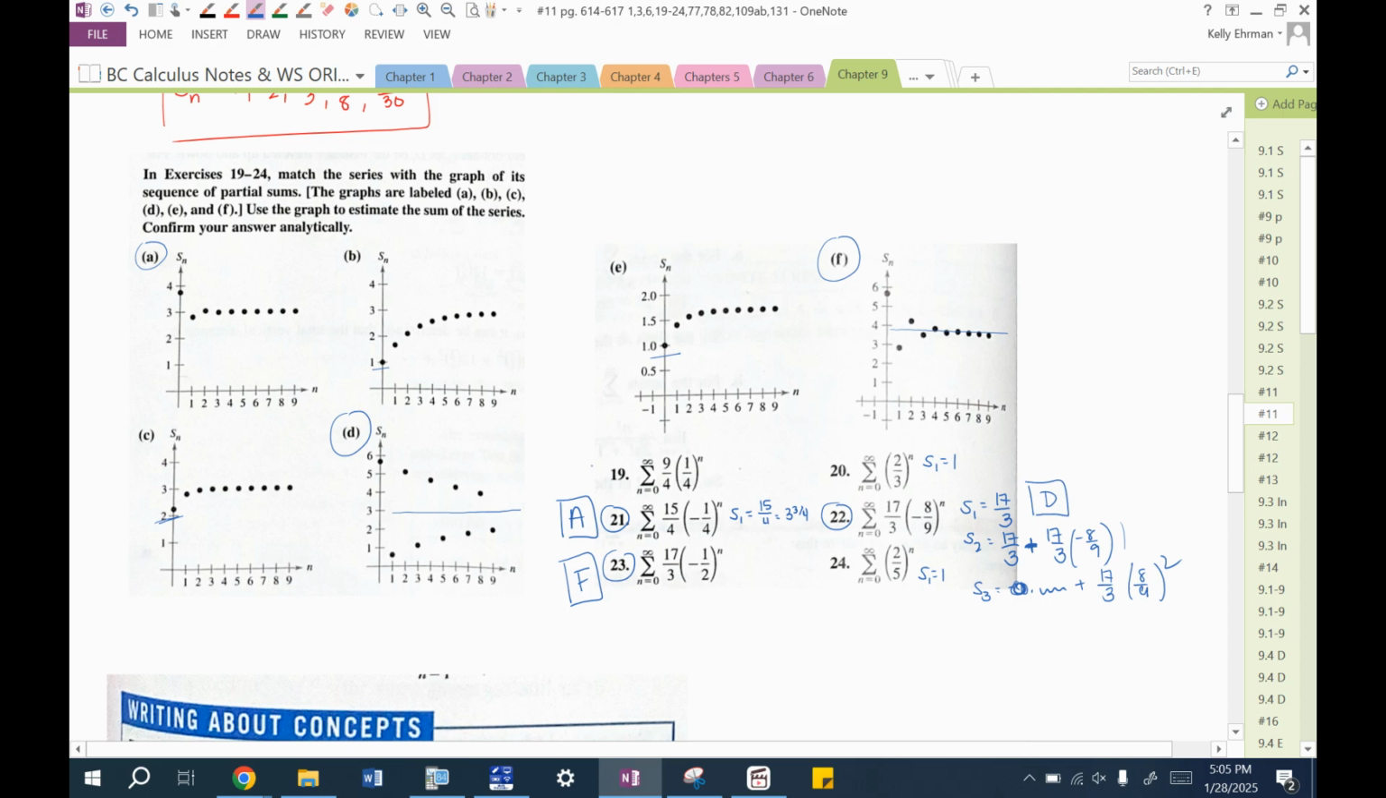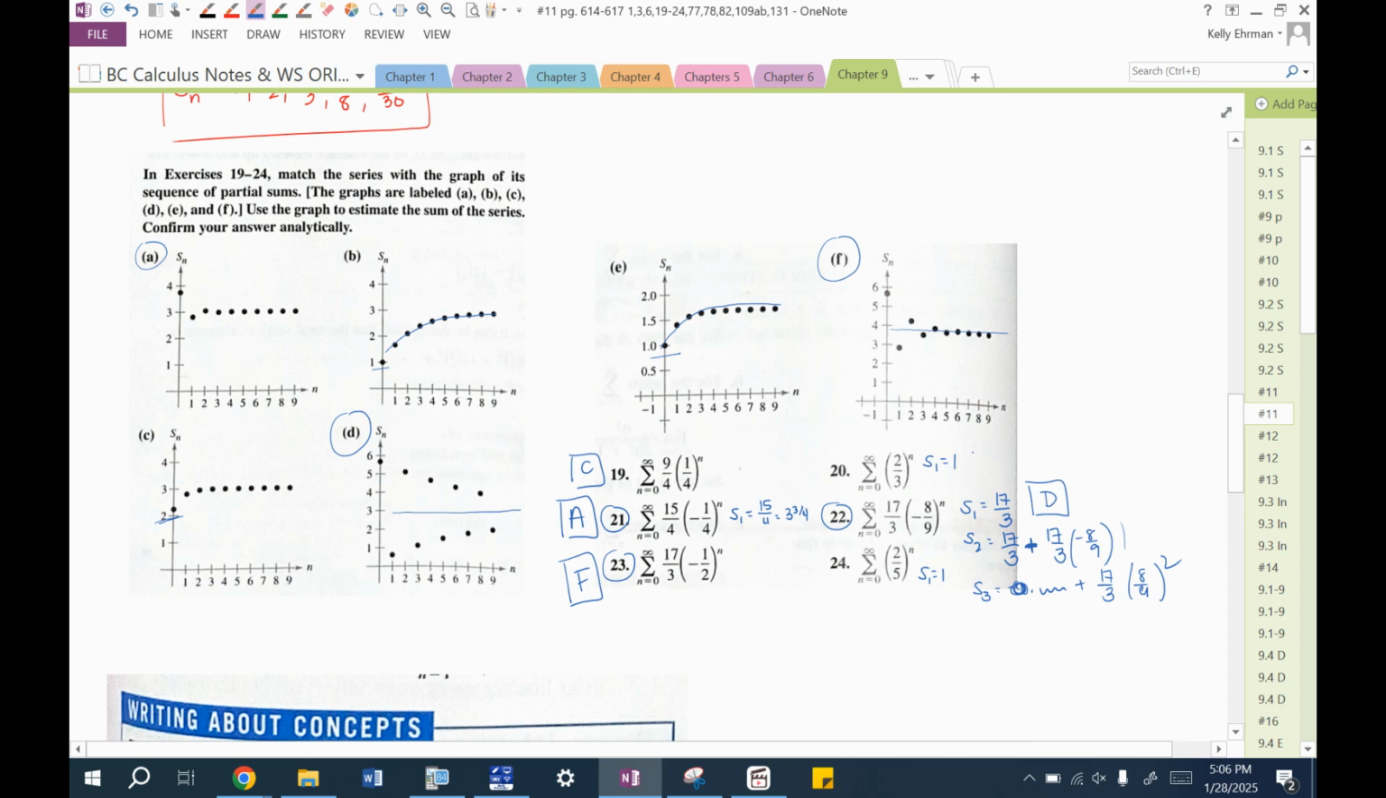That means 19 has to be C. When I plug in 0, I get 9 fourths, which is 2 and 1 fourth. So that makes sense. So then what about these two? This one looks like it's approaching 3, and this one looks like it's approaching under 2. So, 2/3 to the n versus 2/5 to the n.